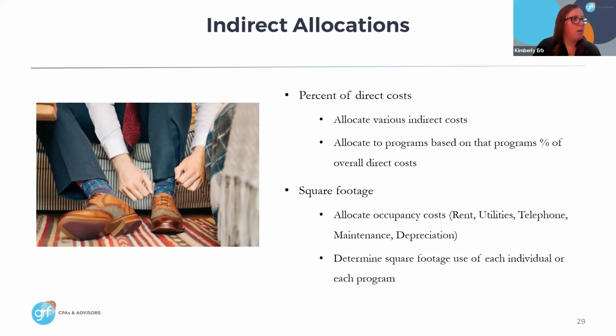And the final one I want to talk about is the square footage method. This method is most commonly used to allocate occupancy costs such as rent, utilities, telephone, maintenance, depreciation, things like that. And it works by determining the square footage use of each program in the building. And you would take that square footage use divided by the total square footage for the whole building and use that percentage to allocate between the programs.